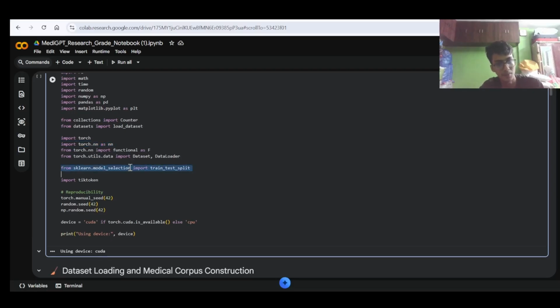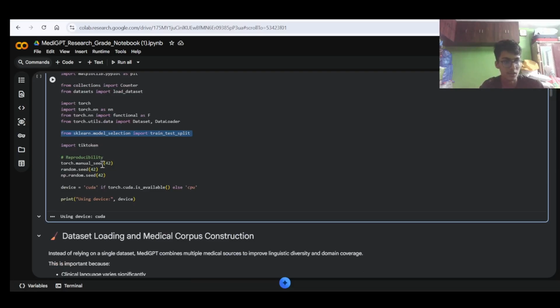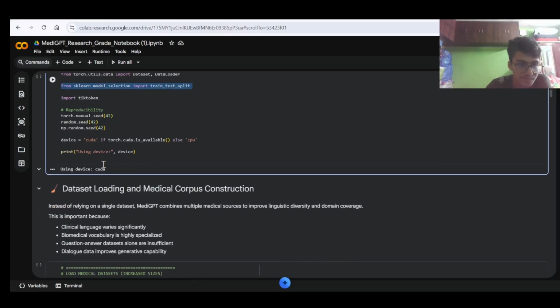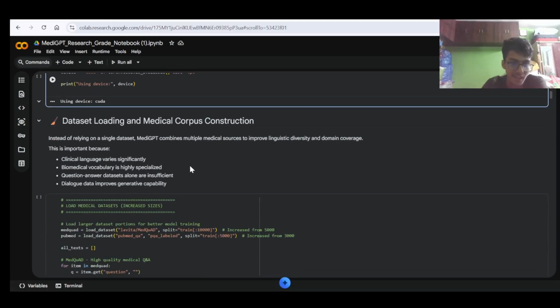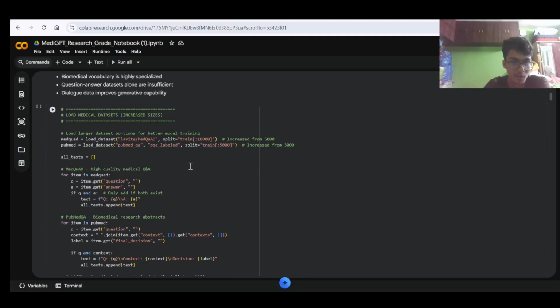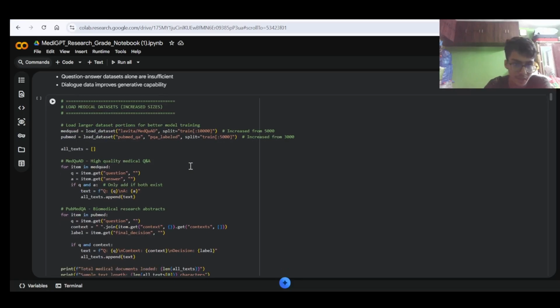We are using train test split, and TikToken. Now we are using a CUDA device, and I was using a T4 GPU. I'm not going to run this because it takes a huge amount of time. At least this will run fast, but the next task is taking too much of our time.